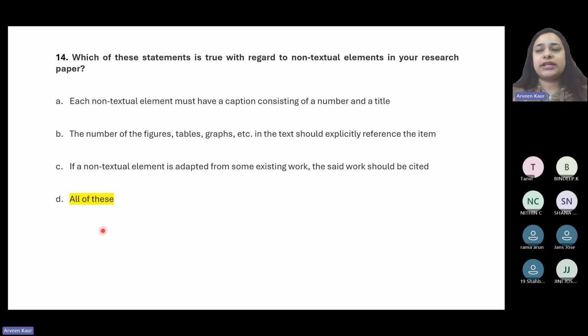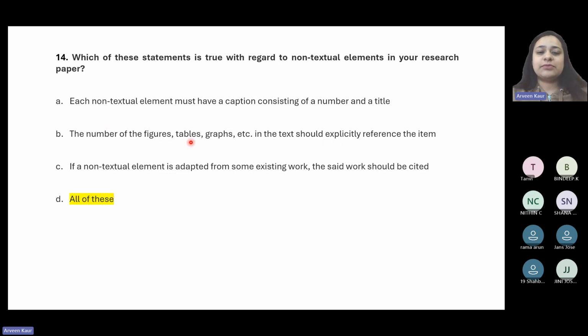So what is a non-textual element? It can be a table, it can be a pie chart, it can be a diagram, it can be some representative image, it can be some suggested pathway, etc., right? So yes, all non-textual elements must have captions consisting of number and title, right? So it should be written figure 1 legend, figure 2 legend, whatever, right? Table 1, table 2, it should always have that, right? So that it can be referenced nicely.